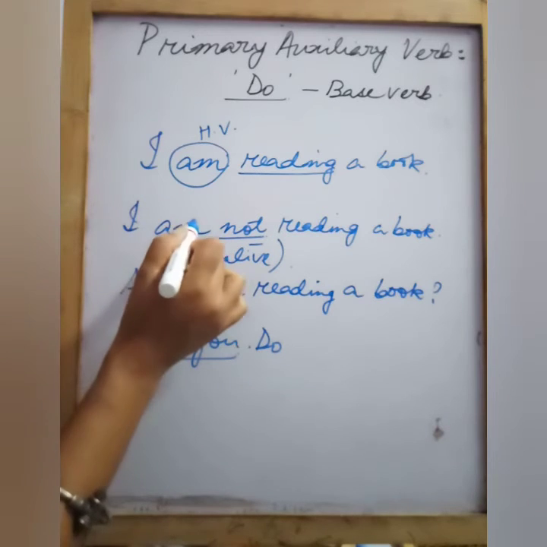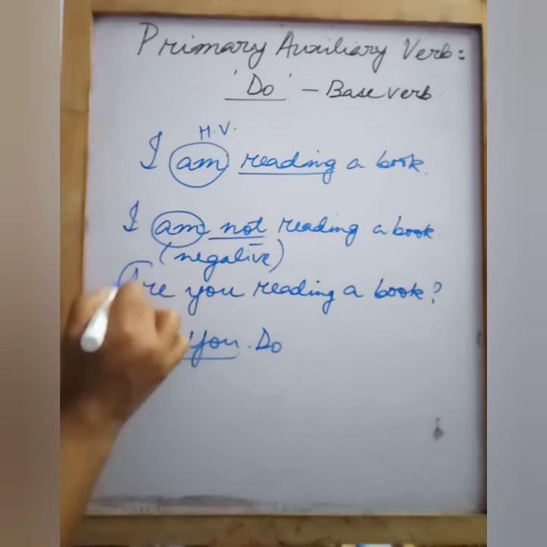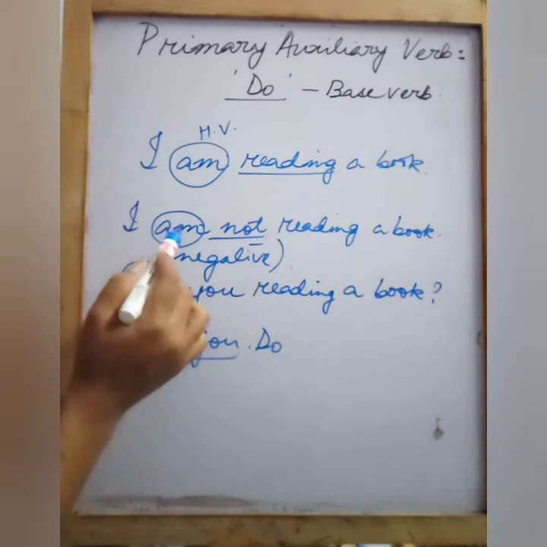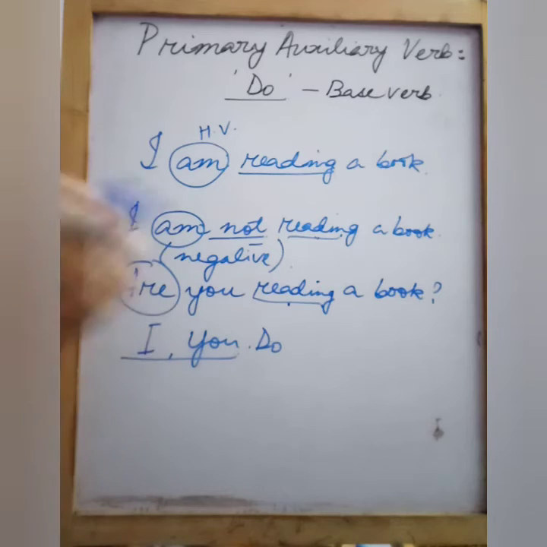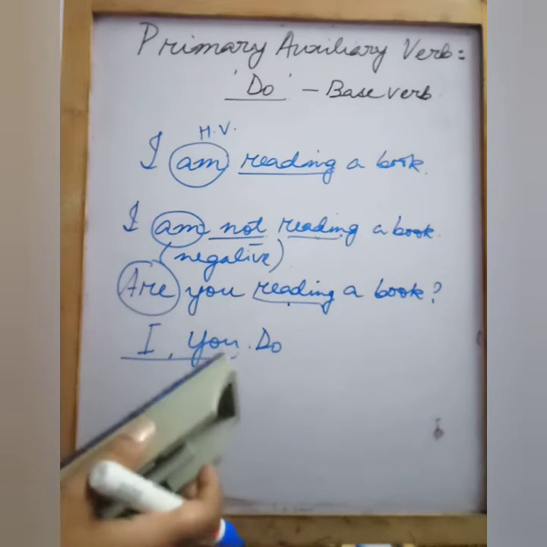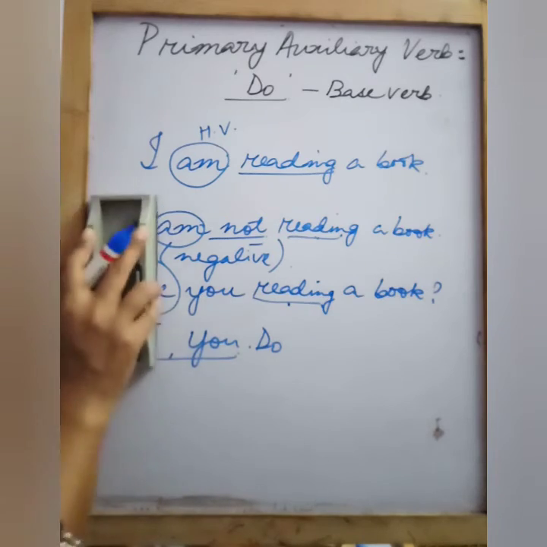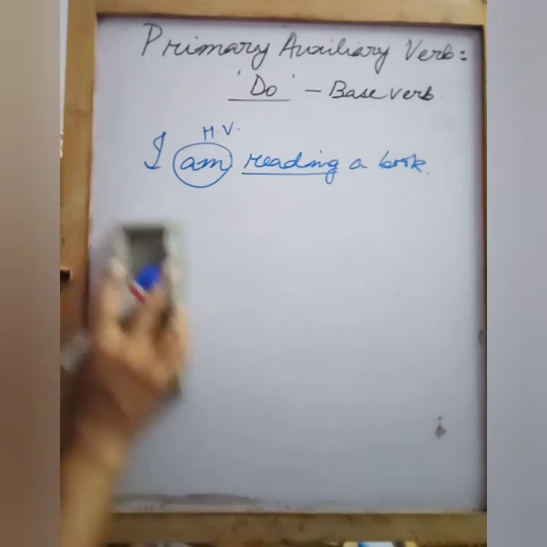Fine. These are the helping verbs, isn't it? Am, are, is. These are helping verbs, because the main verb is what? Reading. This is the main verb. Now suppose I want to remove the helping verb. So in that case what will we do? We will use do, because the helping verb is not there.